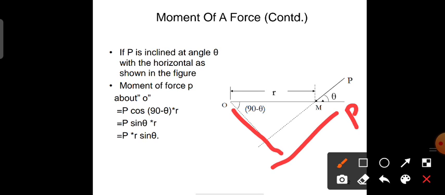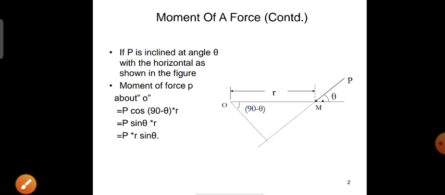From this given point we have to calculate the perpendicular distance. If you observe in this figure, a right angle triangle is forming. From this right angle triangle we have to find out this perpendicular distance, which will be equal to r cos(90 minus theta). So finally the moment of the force about point O will be equal to force P into the perpendicular distance, r cos(90 minus theta), that means r sin theta. So P into r sin theta is the moment of force P about point O.